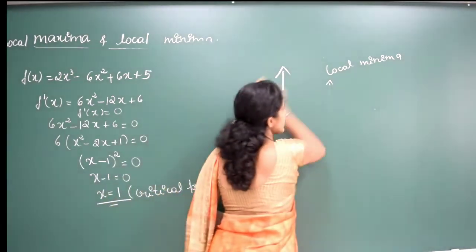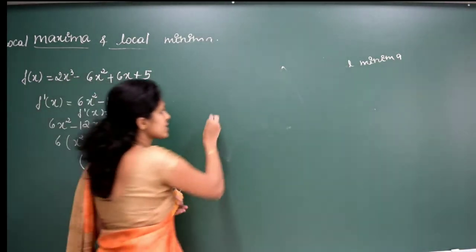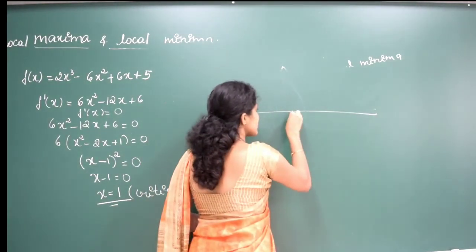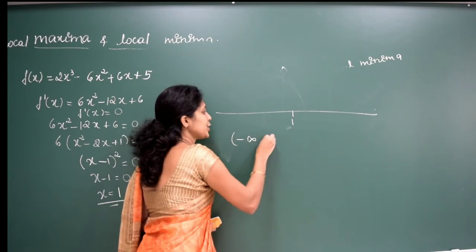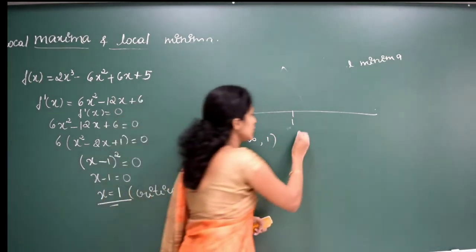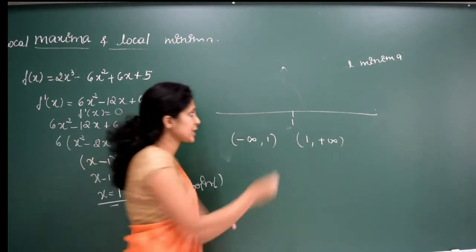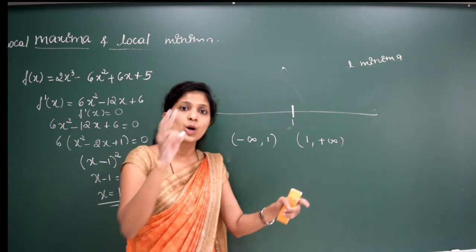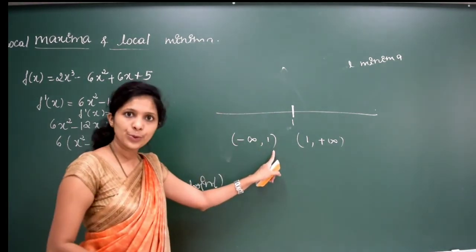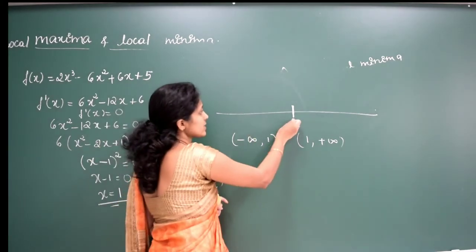So directly we can say 1 divides the number line into two disjoint intervals. If I consider this is 1, what are the intervals? One is minus infinity to 1, right? Another one will be 1 to plus infinity. Is it clear? We got only one critical point, so it divides the number line into two parts, minus infinity to 1 and 1 to infinity. Now we will check this value. If I consider this is 1, right?